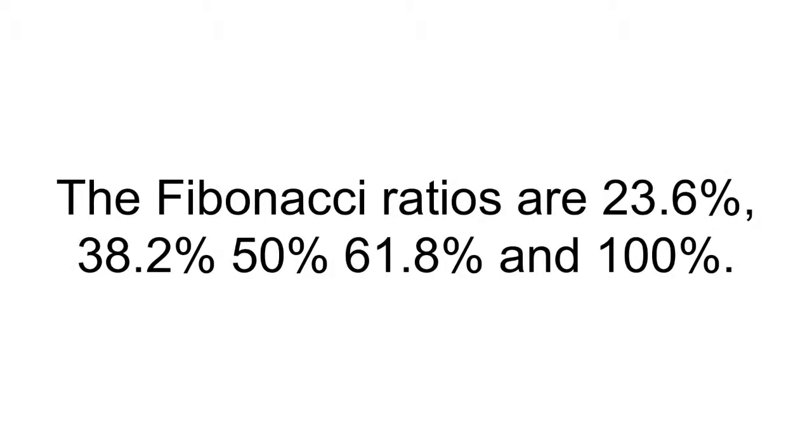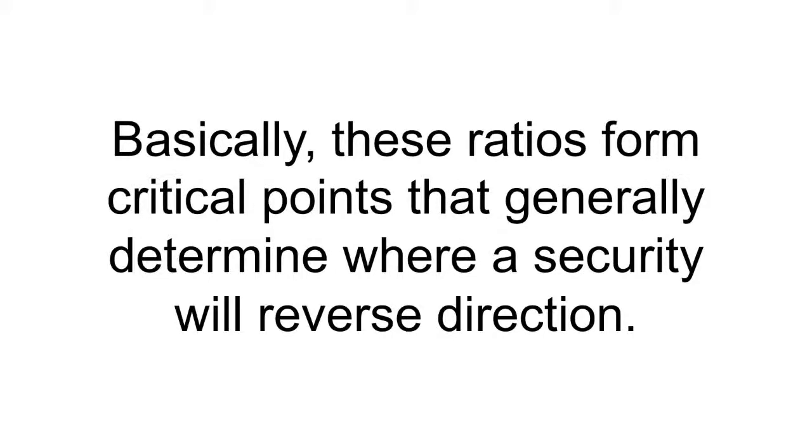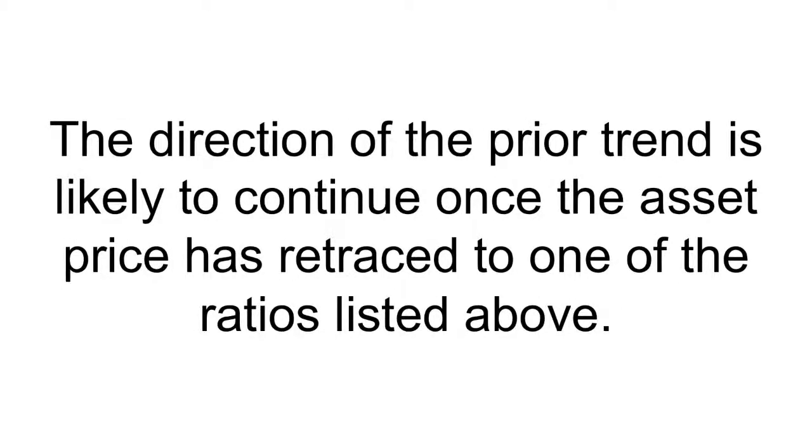The Fibonacci ratios are 23.6%, 38.2%, 50%, 61.8%, and 100%. Basically, these ratios form critical points that generally determine where a security will reverse direction. The direction of the prior trend is likely to continue once the asset price has retraced to one of the ratios. Well, that's it for this lesson.